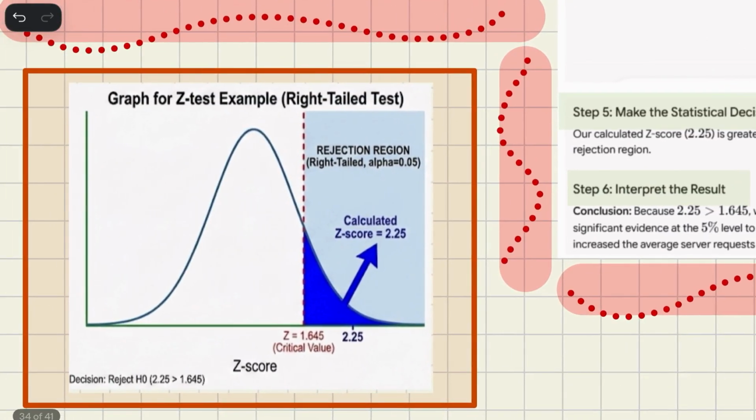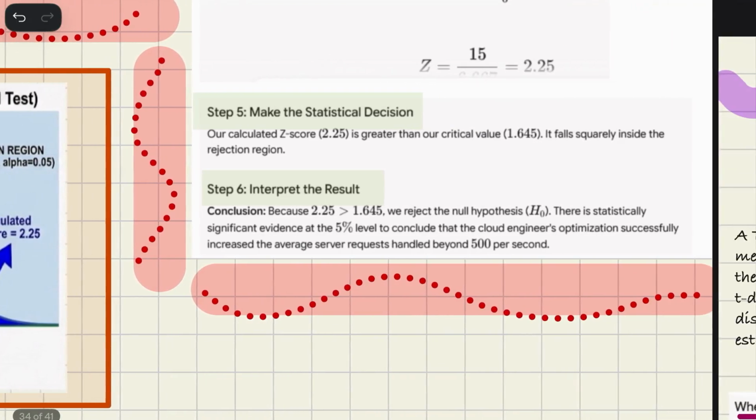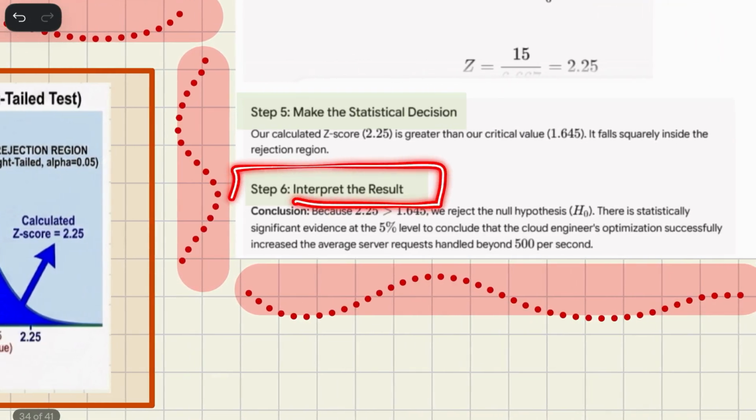So you have to draw such a diagram, such a graph, in which you have the tailed diagram, and we have the Z critical value, and then we have the test statistic, which is 2.25. This is the calculated score, and it is falling in the rejection area. We also mention that the alpha, the significance level, is 0.05. And then we provide the interpretation.